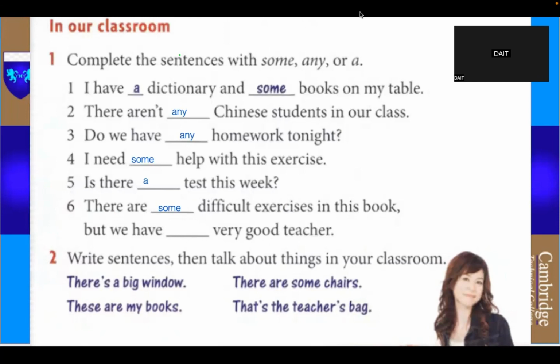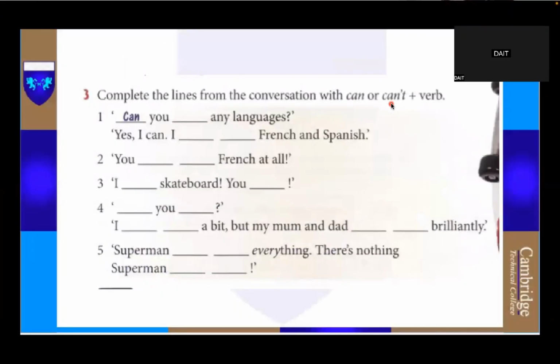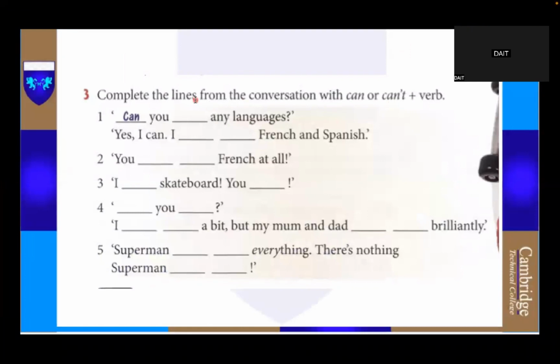Some, any, a. Very good. Excellent. Any questions here? No. Yes. So here, this one is very simple.